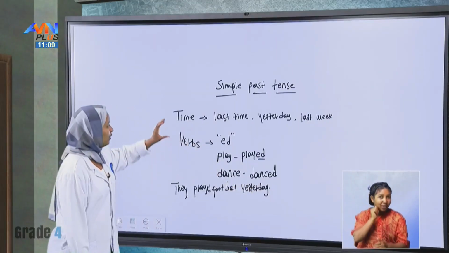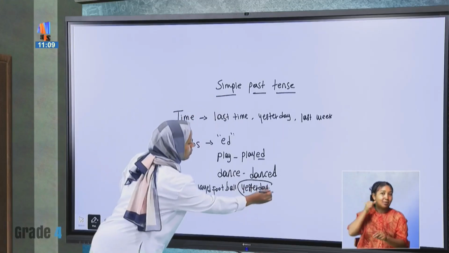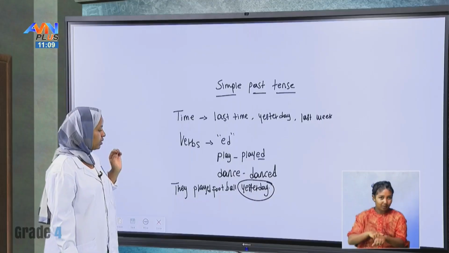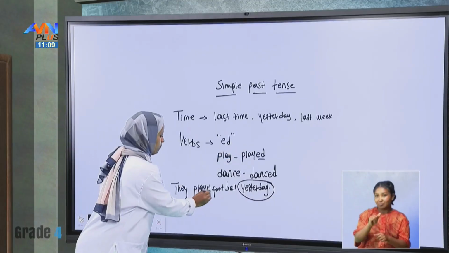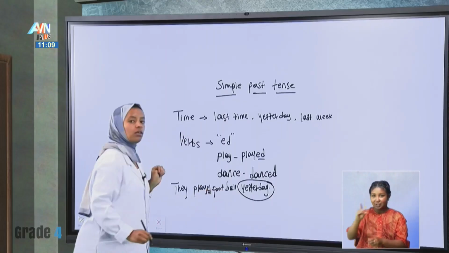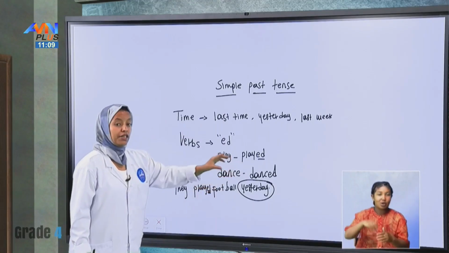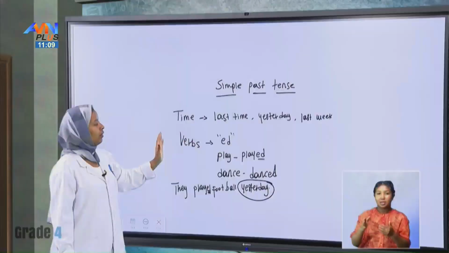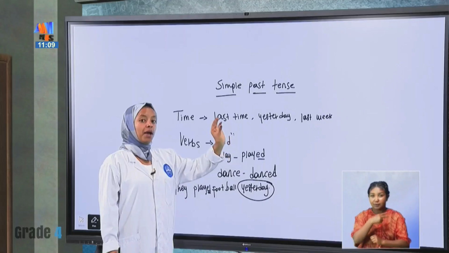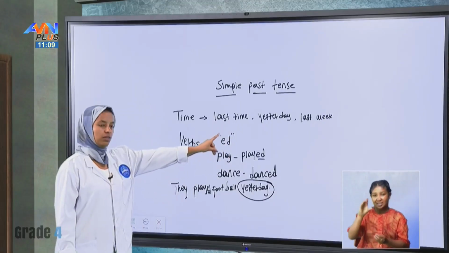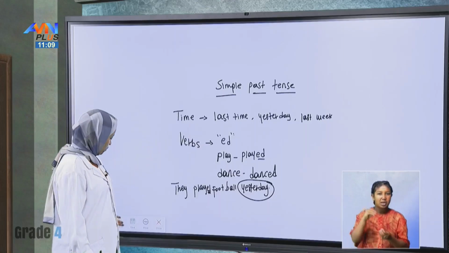Which kind of time are we using? Here is yesterday. Specific time. And the next thing is played. Play, played. We add ed. They played football yesterday. So, easily, this is the regular method that changes verbs by adding what? ed. We can add more examples.